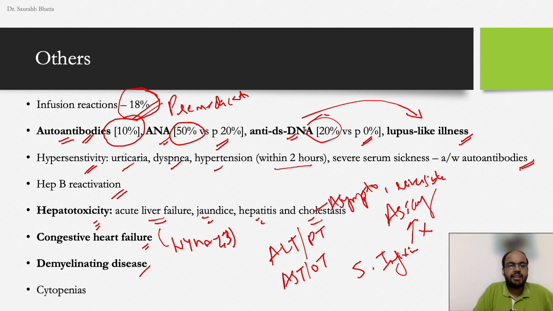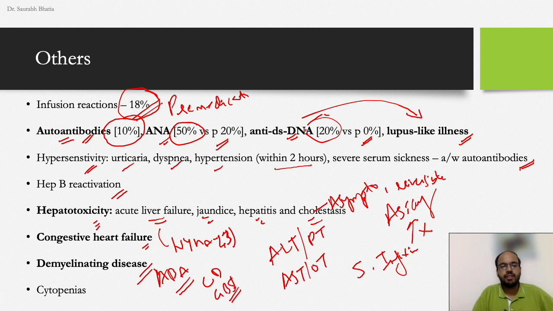Now, demyelinating disease has also been described as an absolute contraindication, or you could say side effect, of TNF-alpha inhibitors. This is more important with adalimumab, but in infliximab also it has been found that it may cause demyelinating disorders. So, demyelinating disorders like central demyelinating disorders causing cerebral dementia, or peripheral demyelinating disorders like Guillain-Barré syndrome, have also been reported with infliximab. Cytopenias like leukopenias, lymphopenias, thrombocytopenias, anemias have all been reported with infliximab.